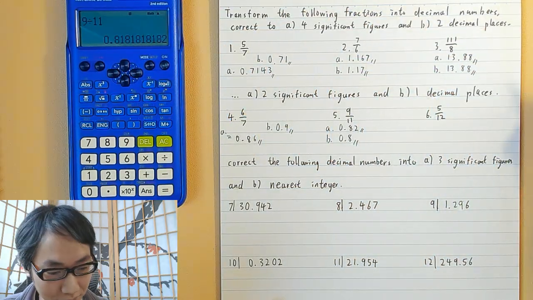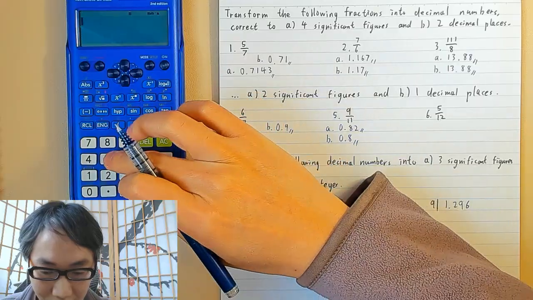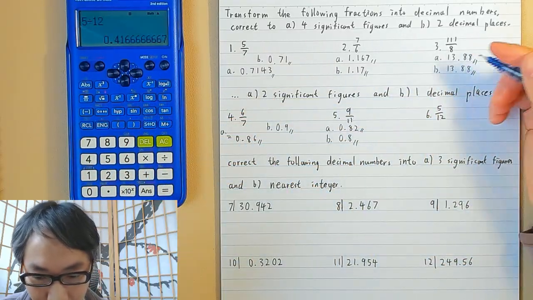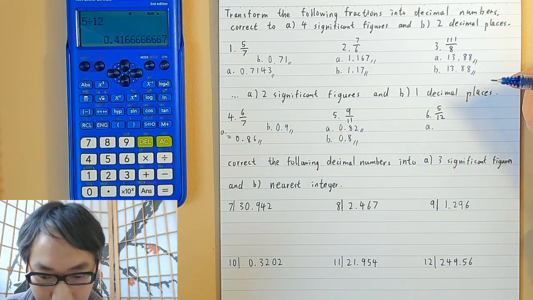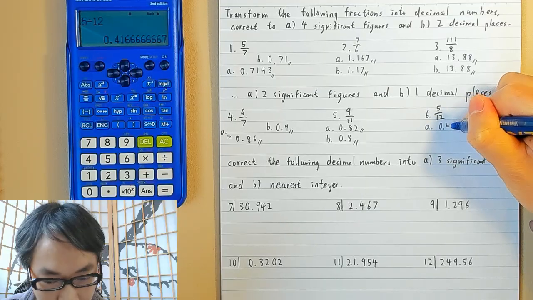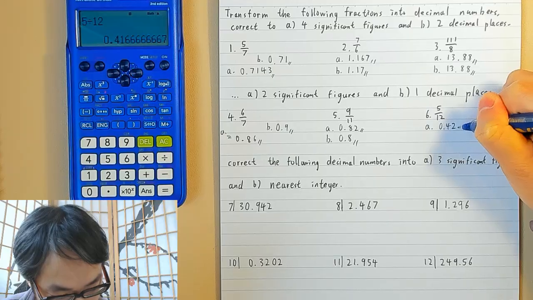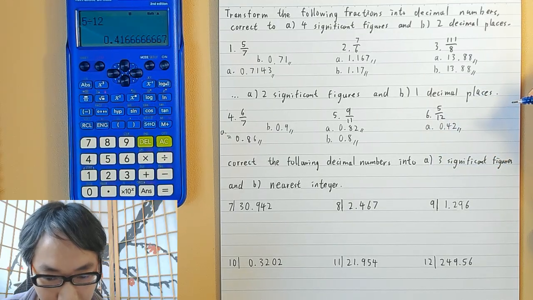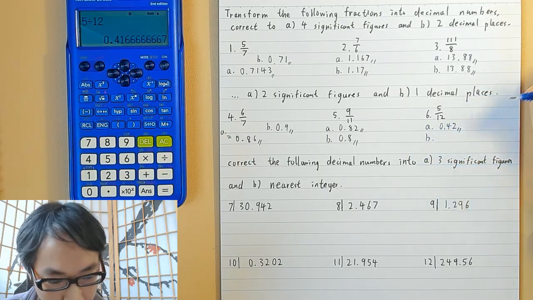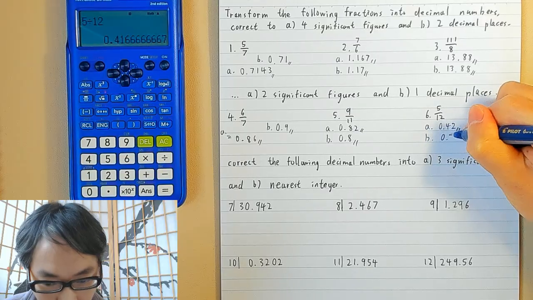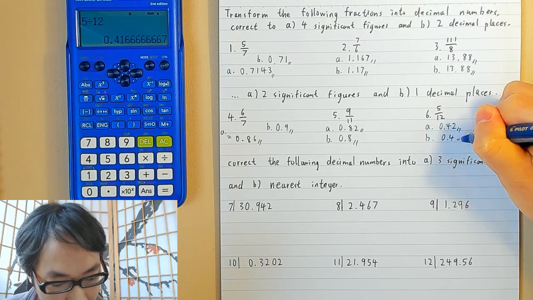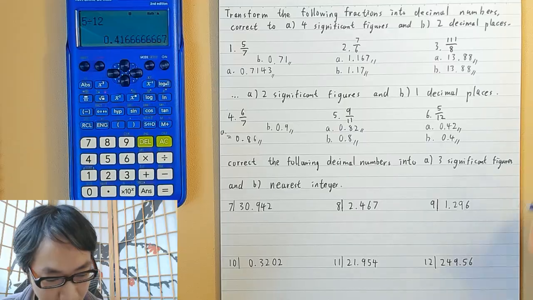Yeah. So number 6, 5 divided by 12. This is 0.41. How many figures? 2 significant figures for 2, because the next figure is 6. For 1 decimal place, 0.4, because the next digit is 1.